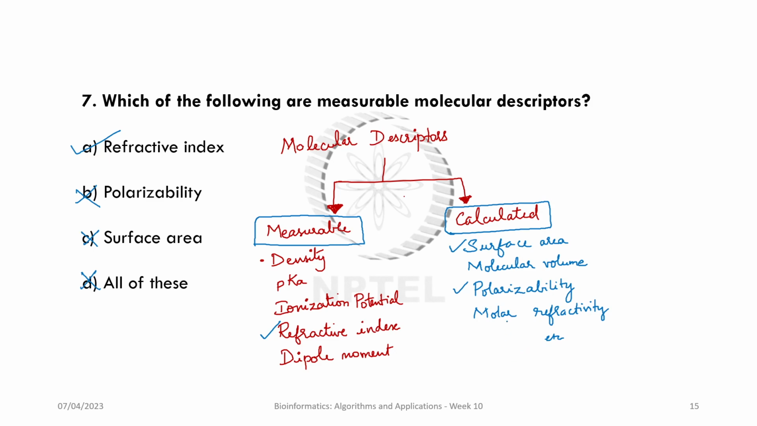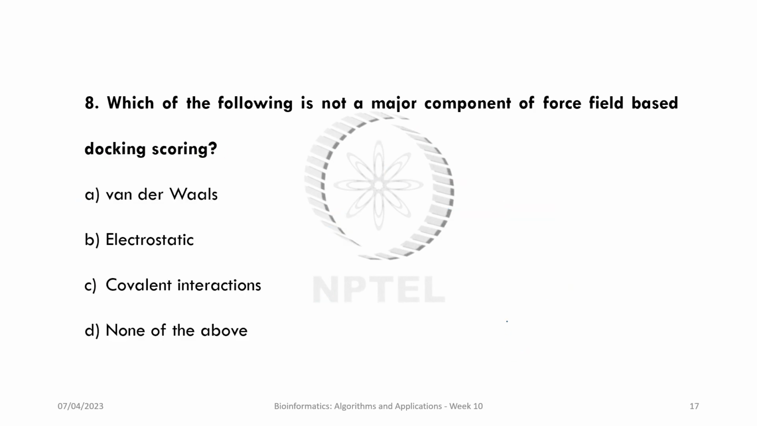Okay, question 8. Which of the following is not a major component of force field based docking scoring? A. Van der Waals, B. Electrostatic, C. Covalent interactions, and D. None of the above.